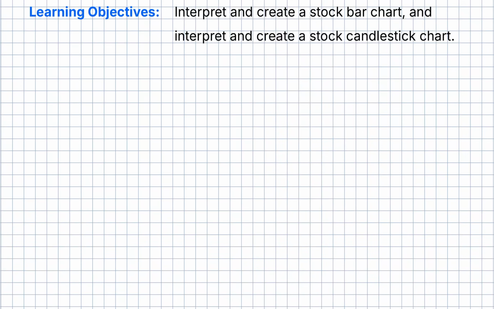Okay, class, in this lesson, you are going to learn about stock market data charts, and specifically, we will walk you through how to interpret and create a stock bar chart as well as a stock candlestick chart. All right, so let's go ahead and get started.